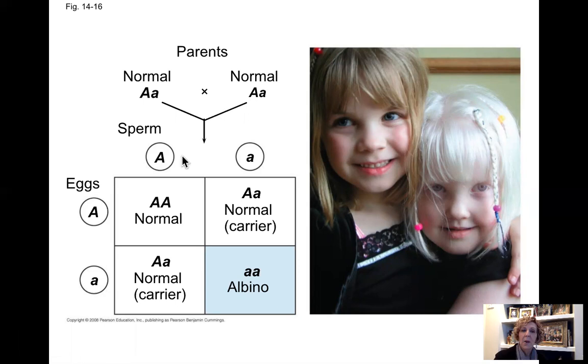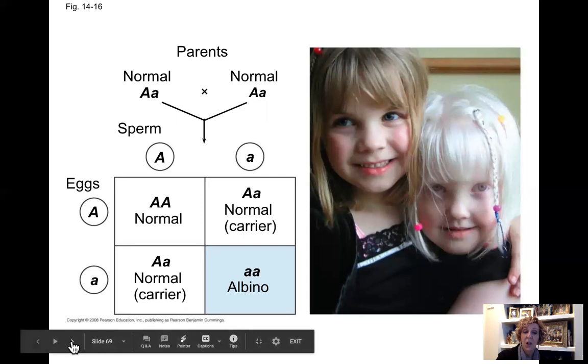Here is my law of segregation. The father can give 50% of his sperm with a normal gene for pigmentation, 50% of his sperm with recessive, same thing for the mom. And so you would have a 3 out of 4 chance of producing a child with normal pigmentation, a 1 out of 4 chance of producing a child with albinism, but a 50% chance of producing a child who's a carrier.